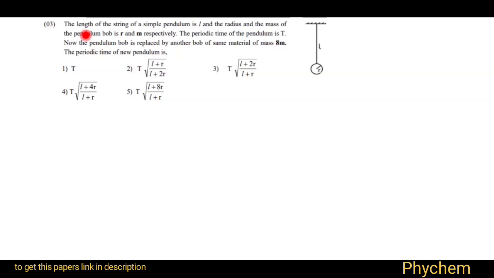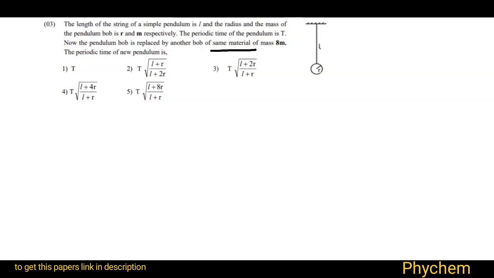The length of the string of a simple pendulum is L, and the radius and the mass of the pendulum bob are R and M respectively. The periodic time of the pendulum is T. Now the pendulum bob is replaced by another bob of the same material. Okay, you have to note this point that they are using the same material. What is the periodic time of the new pendulum?